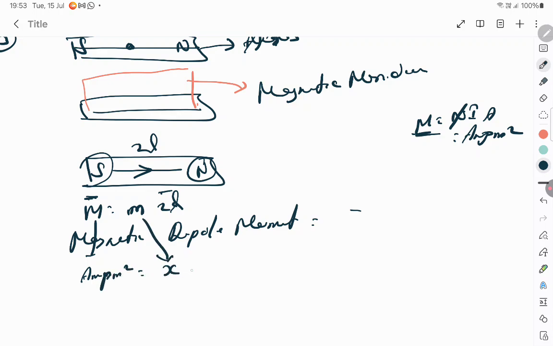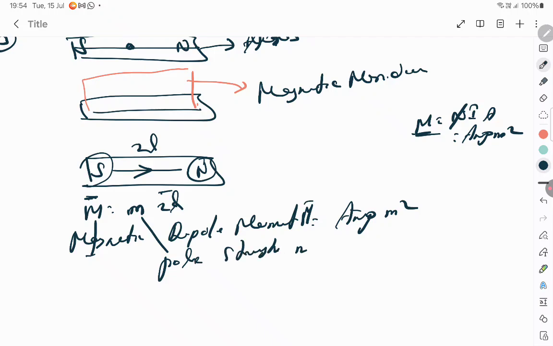SI unit of pole strength, you don't know. This is meter. The meter and meter square get cancelled. Thus you get the pole strength SI unit to be ampere meter. So magnetic dipole moment SI unit is ampere meter square. The pole strength is small m. This is capital M and it's a vector. Pole strength small m, its SI unit is ampere meter.